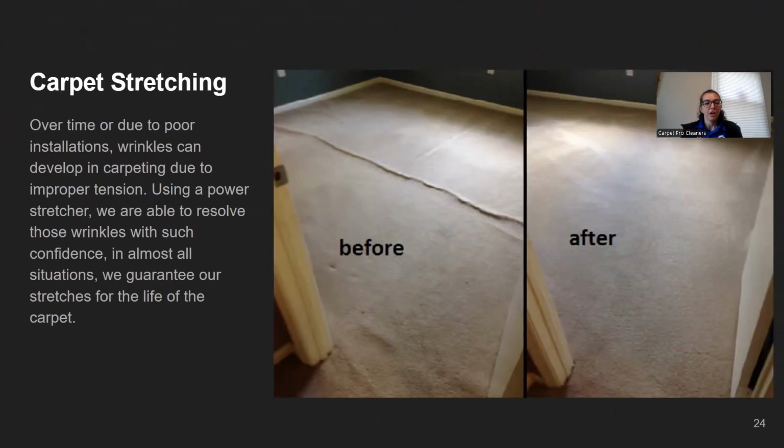Carpet stretching. Over time, due to poor installations, wrinkles can develop in carpeting due to improper tension. Using a power stretcher, we're able to resolve those wrinkles with such confidence in almost all situations. We guarantee our stretches for the life of the carpet. So you can see here, there's a wrinkle that's showing in the middle of the room. And after stretching, the carpet is flat.